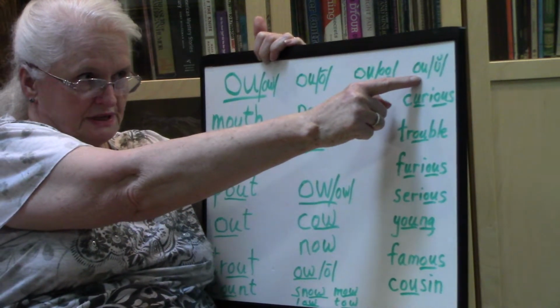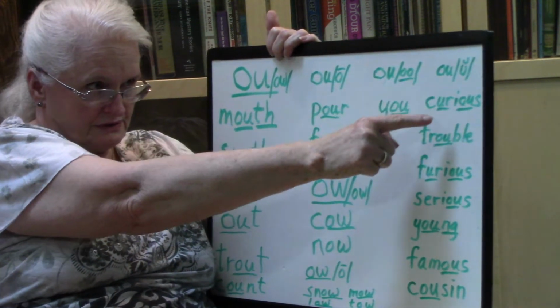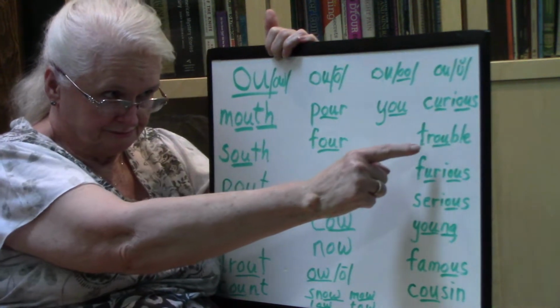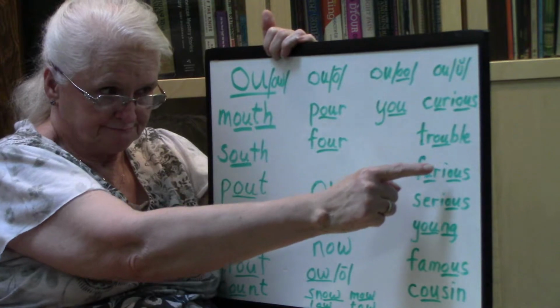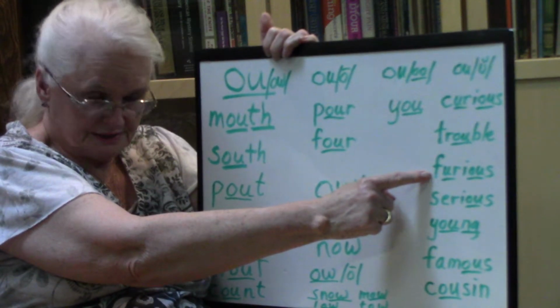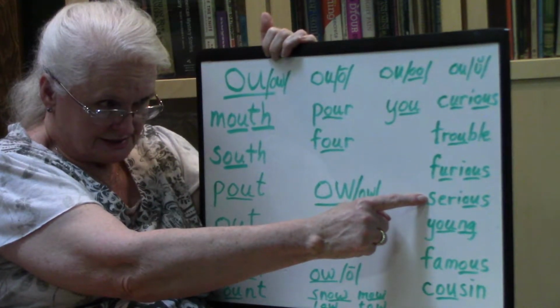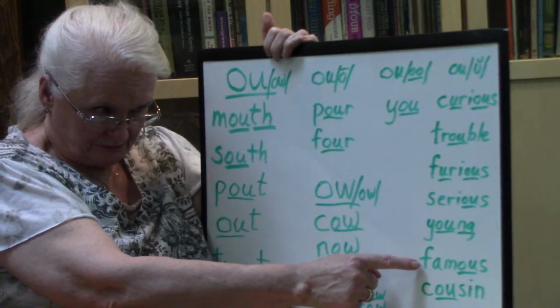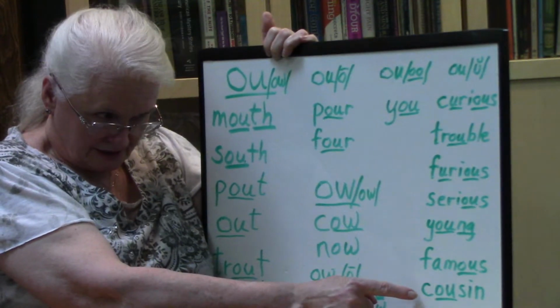Ow, o, oo, uh says uh as its fourth sound, as in curious, trouble, furious, serious, young, famous, cousin.